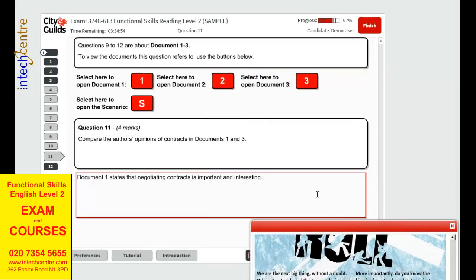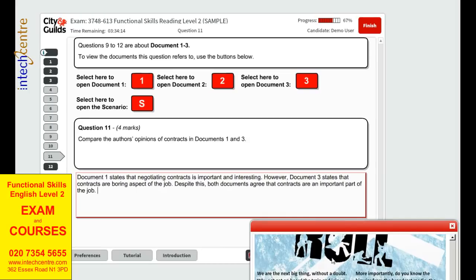So how can we compare this in an articulate manner? Let's say, however, document 3 states that contracts are a boring aspect of the job. However, despite this, both documents agree that contracts are an important part of the job.